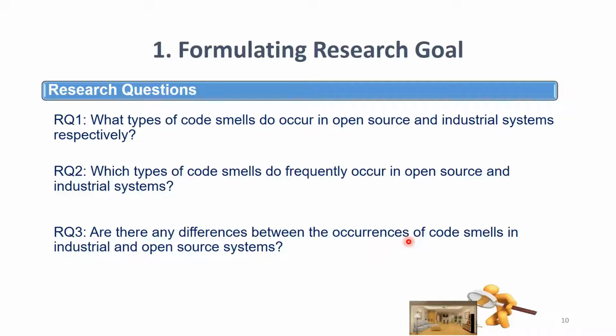Formulating research goal. Here we identify 3 research questions. RQ1. What types of code smells occur in open source and industrial systems respectively? RQ2. Which types of code smells frequently occur in open source and industrial systems? RQ3. Are there any differences between the occurrences of code smells in industrial and open source systems?